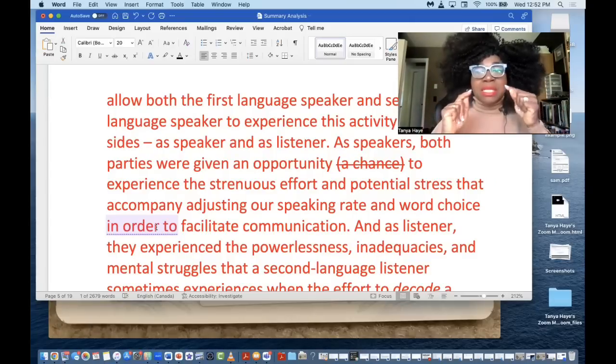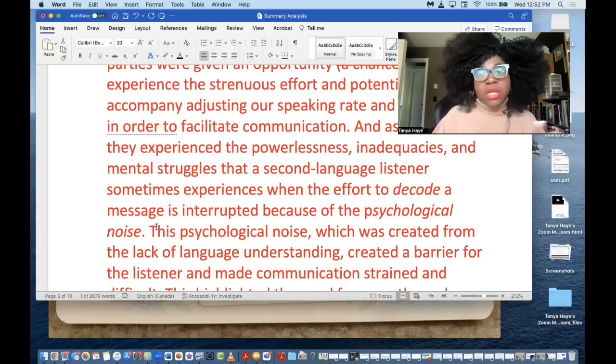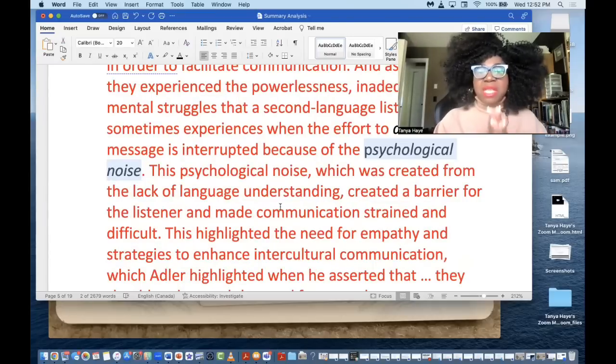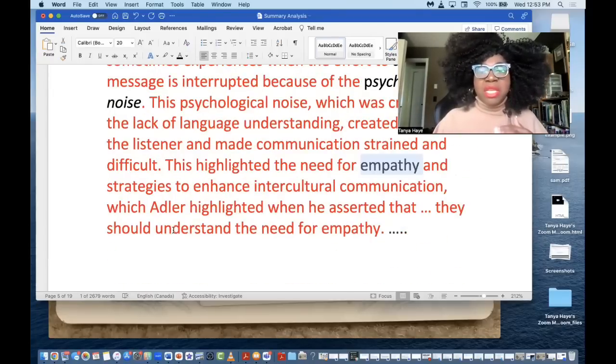So you can actually see what I've written just by stopping the video and slowly going through. And you'll notice that words like decode, I have it in italics, but I should have put it in bold so you can see it. Psychological noise. Then I have this psychological noise, which was created from the lack of language understanding, created a barrier. This highlighted the need for empathy. Once again, a key term.